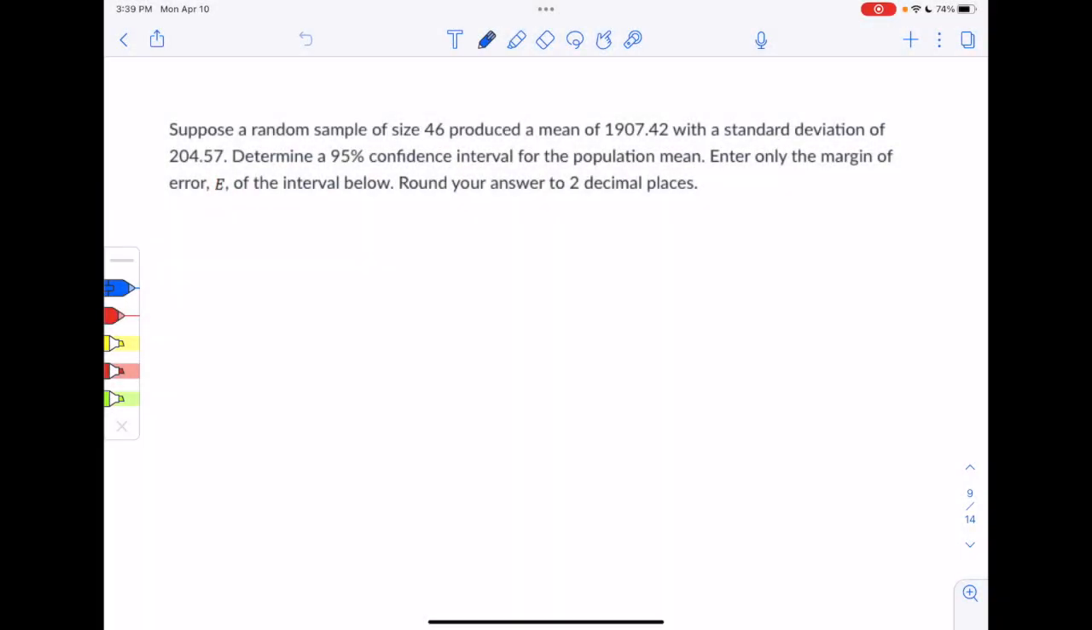This one comes from section 8.3. Suppose a random sample of size 46 produced a mean of 1907.42 with a standard deviation of 204.57. Determine a 95% confidence interval for the population mean. Enter only the margin of error E of the interval below and round your answer to 2 decimal places.